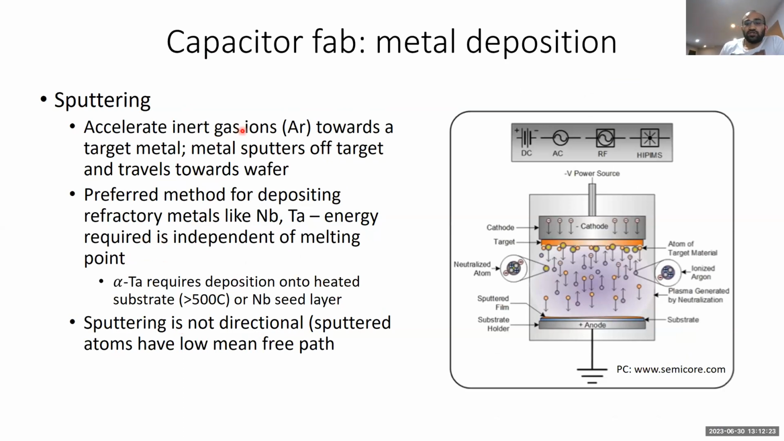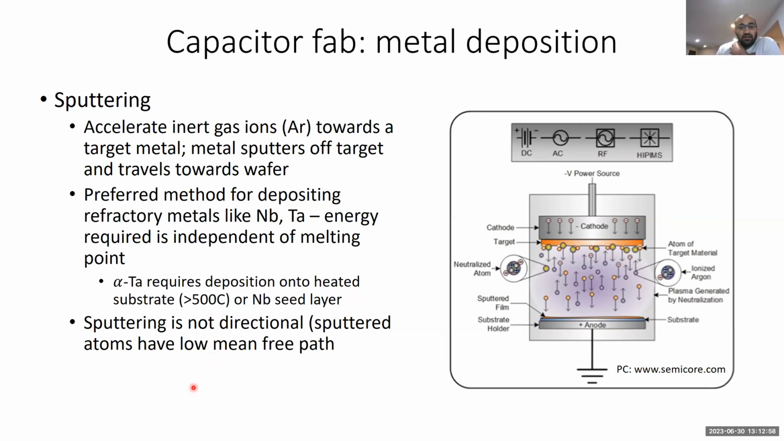In sputtering, you flush your chamber with inert gas like argon and ionize it, and then you apply a DC voltage to accelerate those ions towards your source metal, which we call a target. The ions will sputter off chunks of target metal with enough kinetic energy that they fly towards the wafer and deposit on it. This is really the preferred method for depositing refractory metals like niobium and tantalum, because the energy required to sputter is sort of independent of the material's melting point. So you can achieve good deposition rates without heating the chamber.